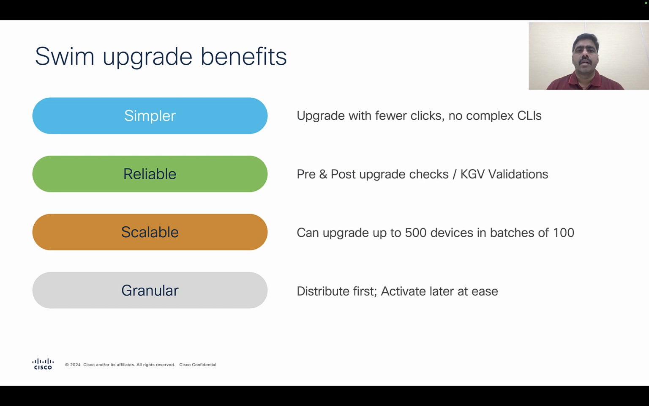Before we proceed, let's quickly have a recap of the benefits SWIM has to offer for software upgrades. Software upgrades using SWIM are simpler, reliable, granular, and scalable. Using SWIM, software upgrades for up to 500 devices at once can be done easily with a few clicks. Along with the flexibility to distribute now and activate later, the software upgrades also go through a series of pre and post checks and also integrity validation using KGV.